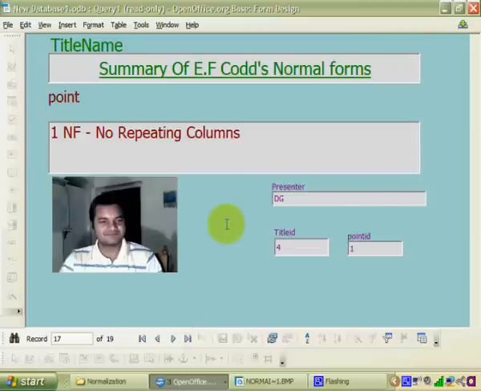So this is a summary of E.F. Codd's normal forms. The first normal form states that there should be no repeating columns. So we are going to see examples of how the repeating columns can occur, and so the first normal form states that there are no repeating columns.